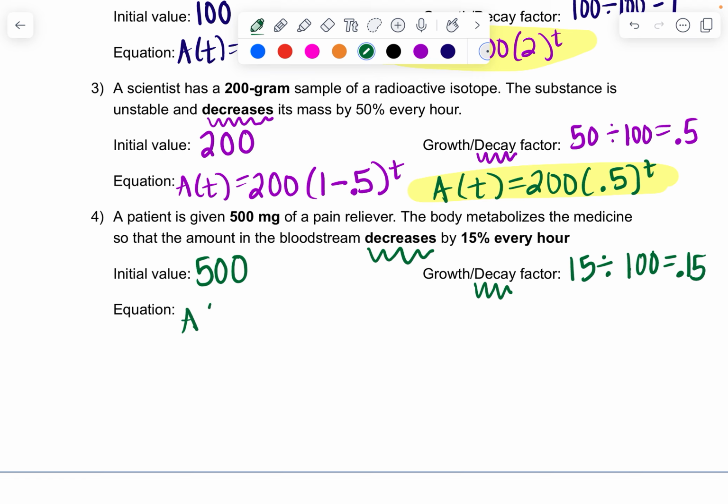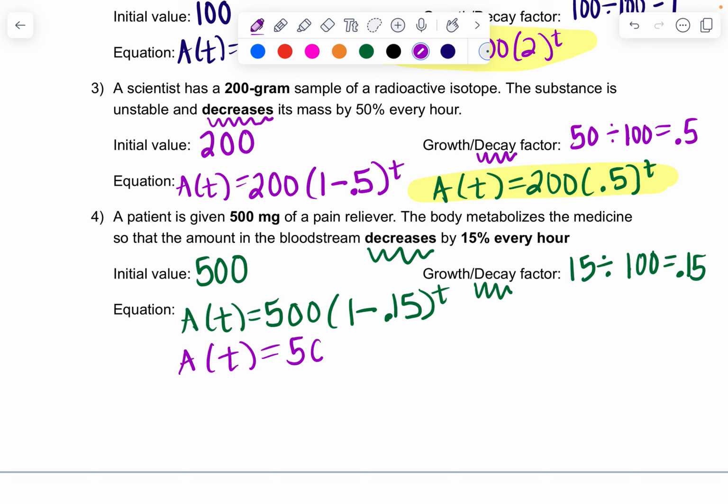So my equation then, A of t equals 500 times 1 minus 0.15 to the power of t. If we did 1 minus 0.15 and simplify that, I get 500 times 0.85 to the power of t.